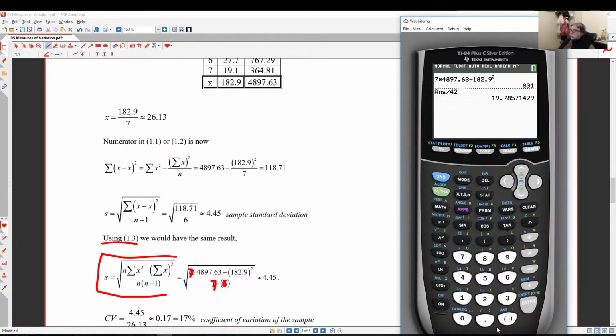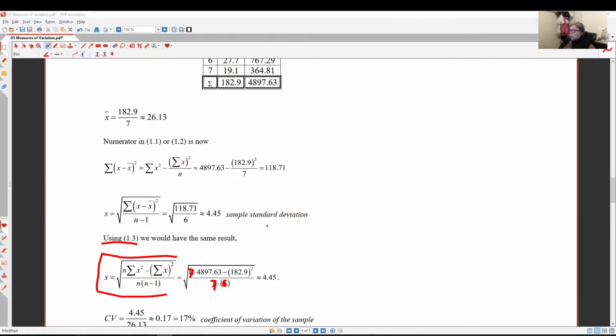Now I get lots of decimals, and I take the radical out of that. The radical is with a power of 0.5, or if you like, you can use the radical symbol in your calculator, whichever calculator you have. And I got 4.4481135565. Let's just round this to 4.45. And this is the sample standard deviation of the sample.